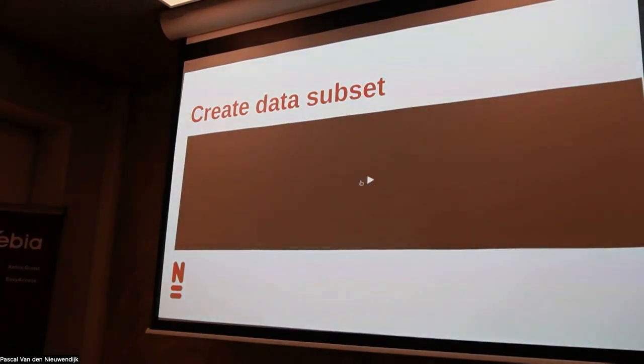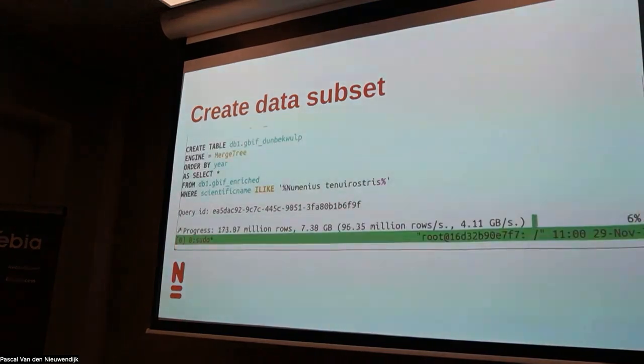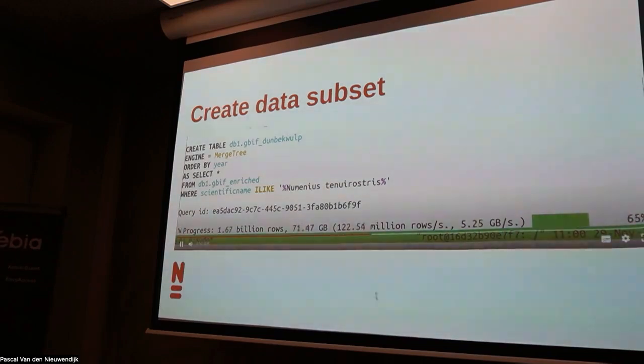So yeah, that's also nice about ClickHouse. If you have a data set that's big and you want only a part of the data set based on a certain term or a string, you can create another table derived from the main table with an easy select statement. So here I'm creating a table called GBIF Dundalk wilp, and this is the scientific name of that bird. Very difficult word.